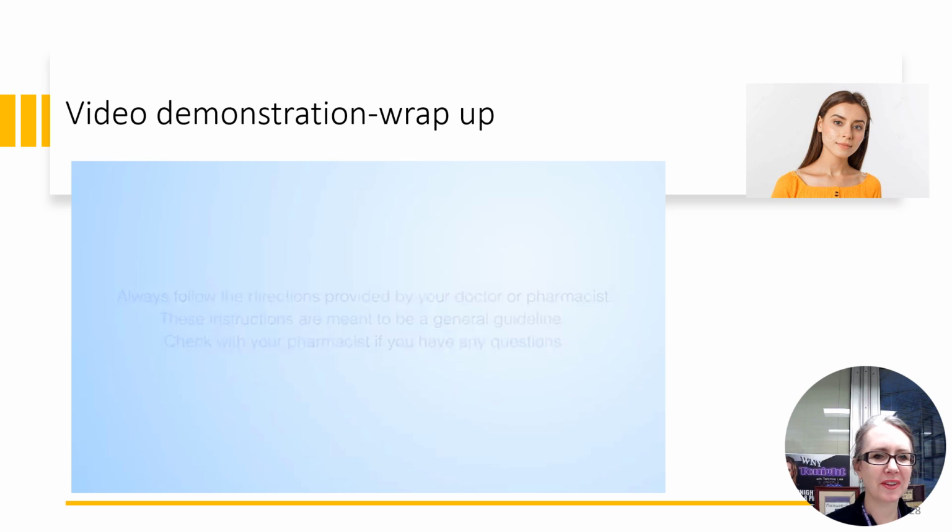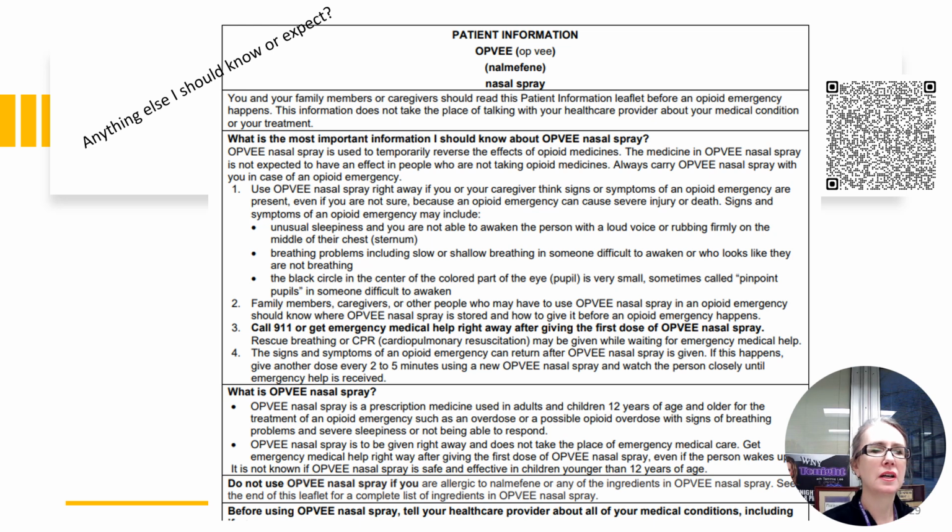Okay, so hopefully that was a good way of being able to solidify all the points that we made when we started talking today about nasal sprays. So this is something, anything else I should know or expect? This is the OPV, that nasal spray for opioid reversal if you have an overdose or know somebody who's having an overdose. Naloxone was initially the one that we saw all the time.